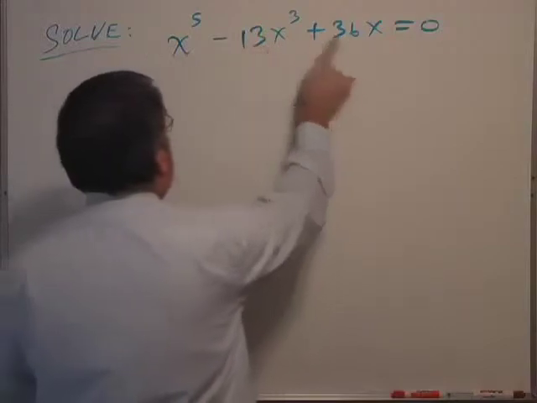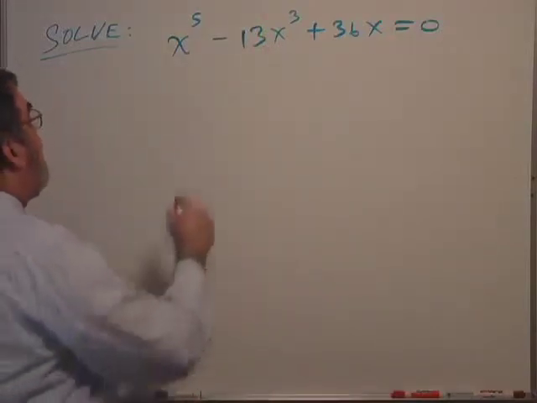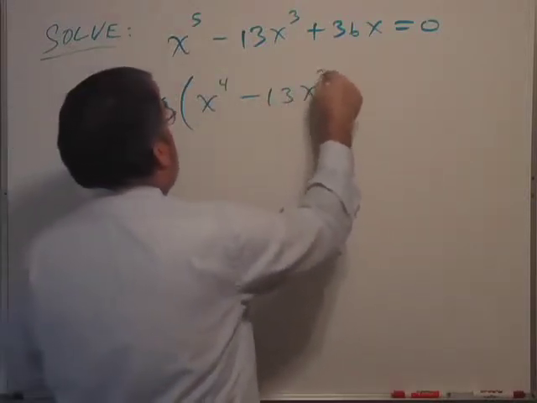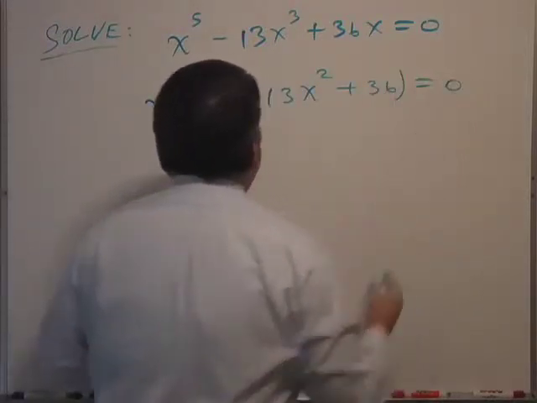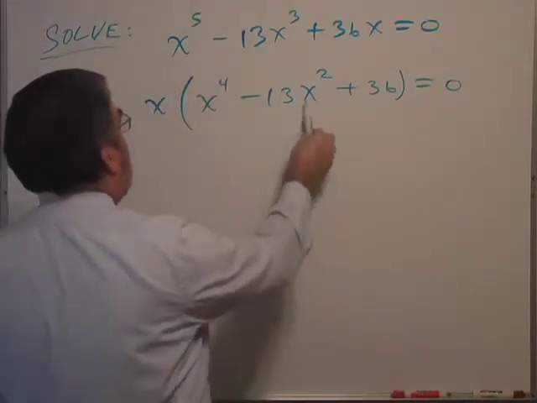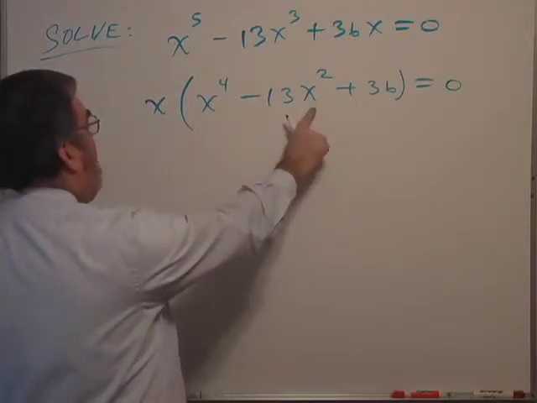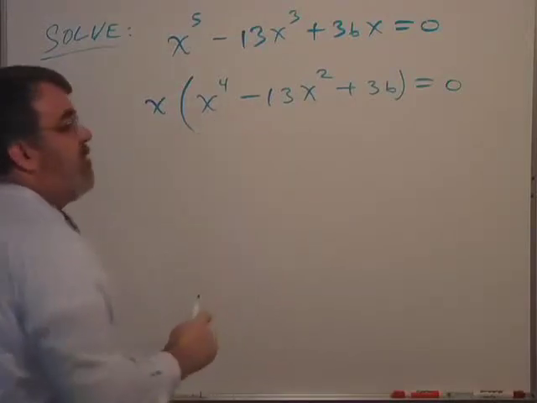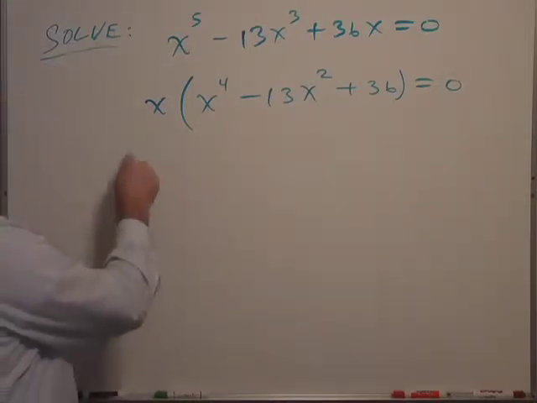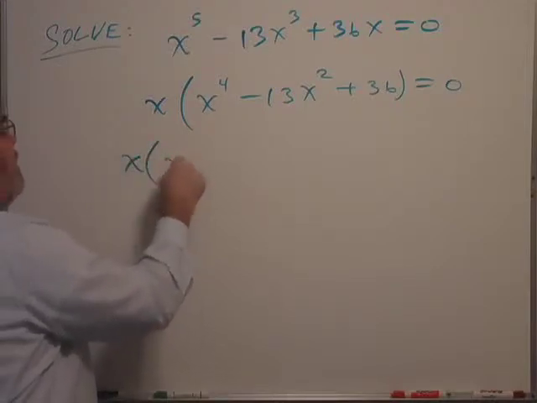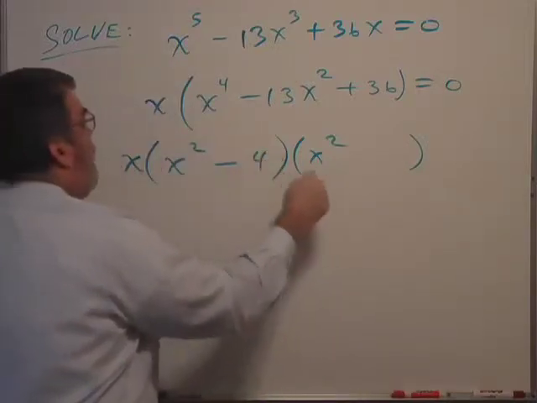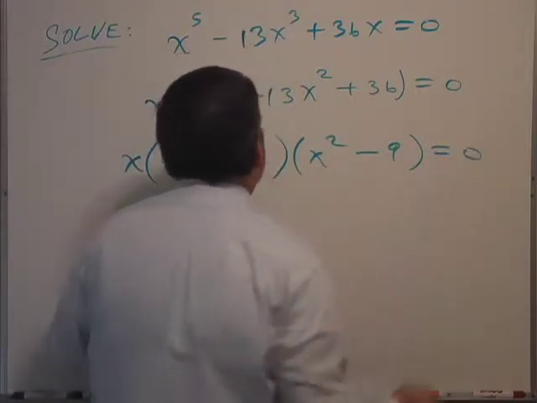And we notice that we can factor an x out immediately. So I'll factor x out. That leaves x to the fourth minus 13x squared plus 36. And then it turns out we can factor this. Now the variable we're going to factor with is x squared, because I have an x squared term and an x squared squared term. So this is a quadratic form in the fourth degree. And it turns out it's going to factor as x squared minus 4 and x squared minus 9.